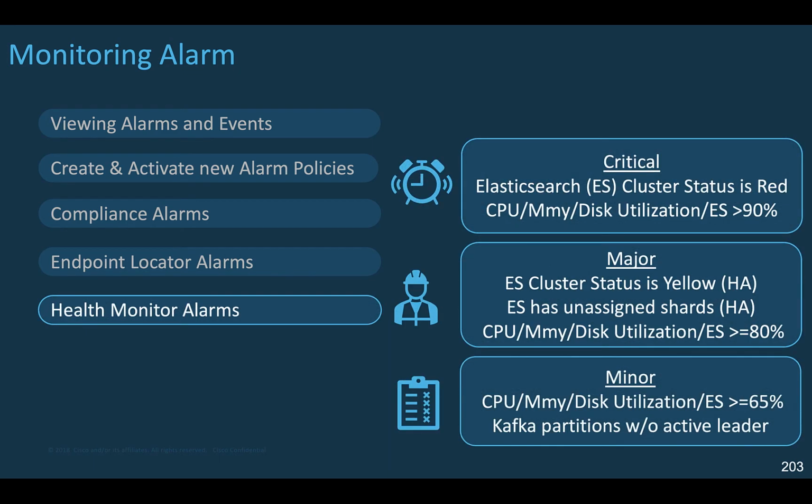Health monitor alarms are raised based on thresholds. These alarms are related to DCNM health. They can be related to the database status, to the CPU, or to the memory utilization. And there are 3 levels of severity based on threshold usage. Let's go for the next demo.